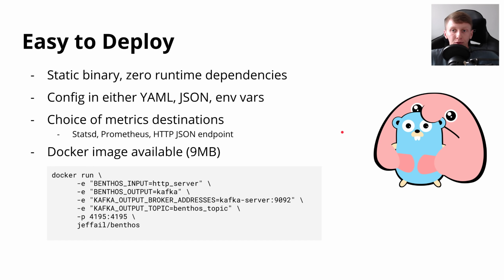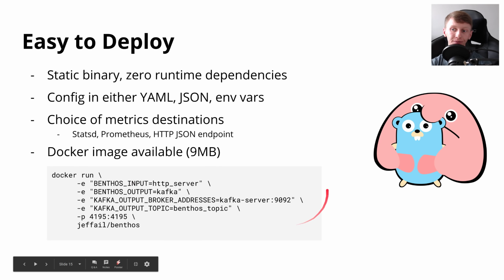And this thing's easy to deploy. It's written in Go, which means you get a nice static binary with zero runtime dependencies. The config is either in YAML or JSON format, and you can pick specific fields to set with environment variables if you want to. That's useful for things like Docker deployments. You've got a choice of metrics destinations, so there's statsd, and there's also Prometheus. And if you can't be bothered to set up an aggregator, but you want to debug a pipeline using metrics, you can set an HTTP endpoint where you can hit it to get a nice structured JSON object of metrics for the lazy people out there.